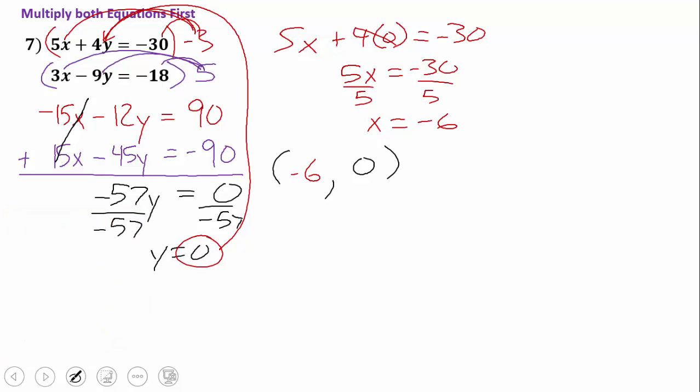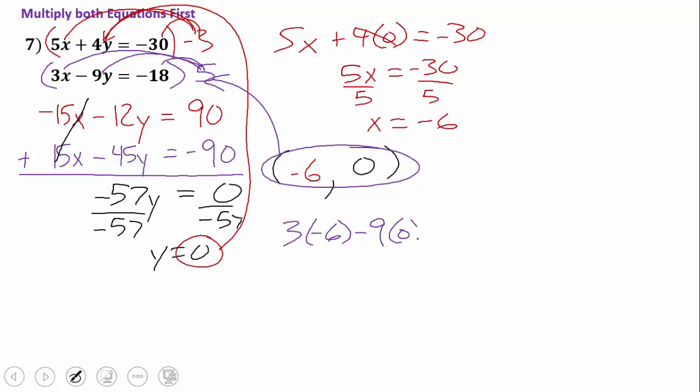Well, we're going to prove it. And we're going to take that negative 6, 0, and we're going to put it into the second equation. And we're going to go 3 times a negative 6 minus 9 times 0 equals a negative 18. Well, 3 times a negative 6 is negative 18. Negative 9 times 0 is 0, and that is equal to negative 18. So it all works out just perfectly. Negative 6, 0. Be confident in your answers.